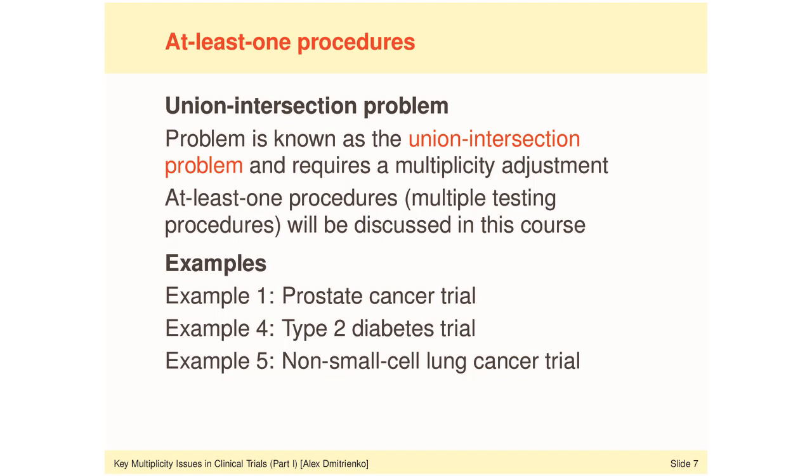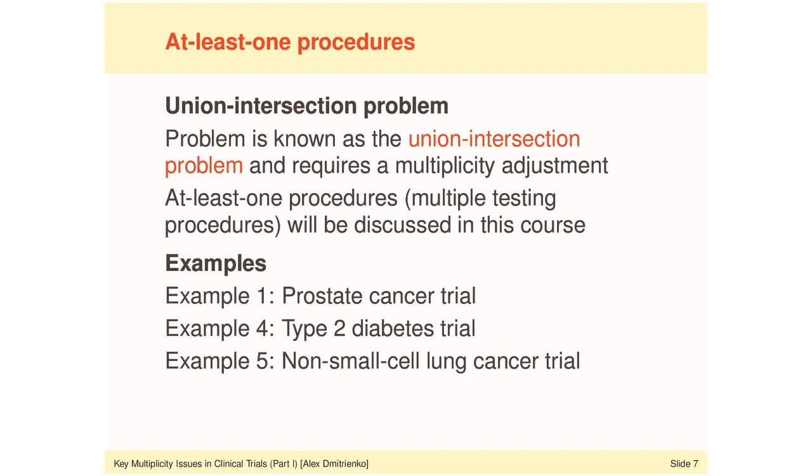So the key word here is union, and this is an example of a classical multiplicity problem, and we will focus actually on at least one procedures or multiple testing procedures in this online training course. The reason this class of multiplicity problems is so important to us is that at least one testing leads to an inflation of an appropriately defined error rate. The error rate gets out of control, it gets inflated, and thus a multiplicity adjustment is required.